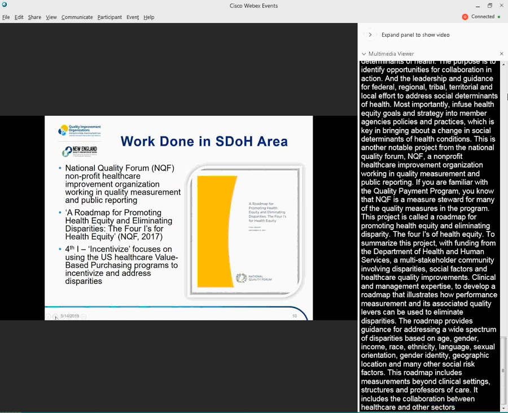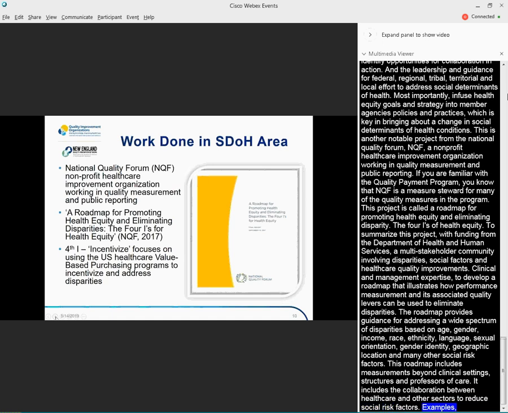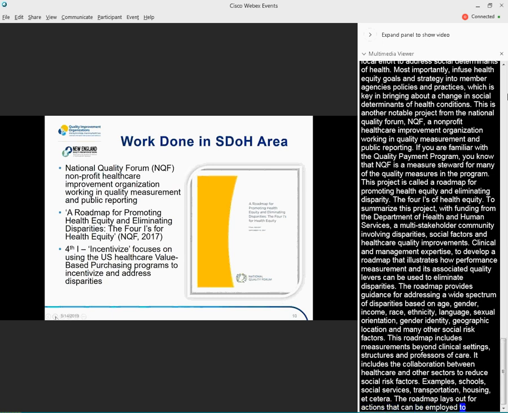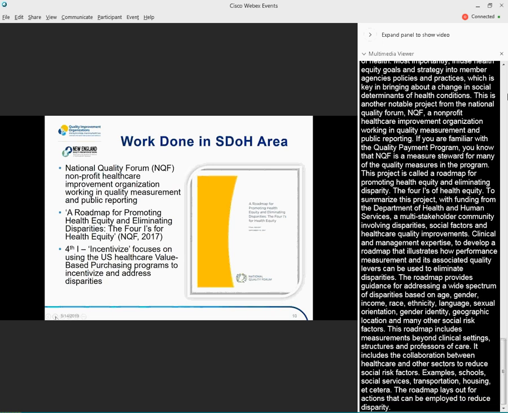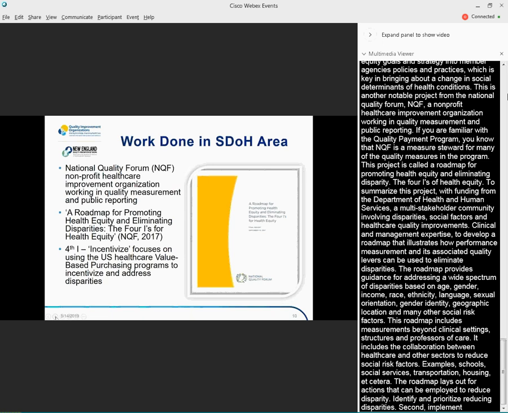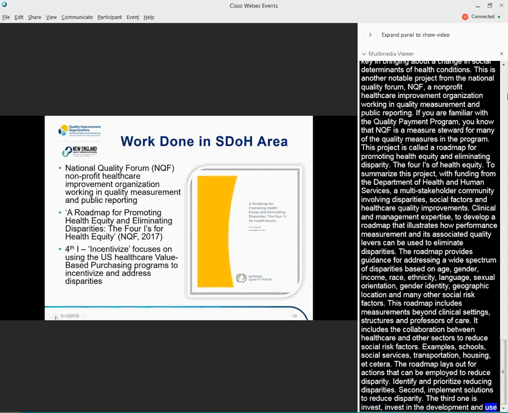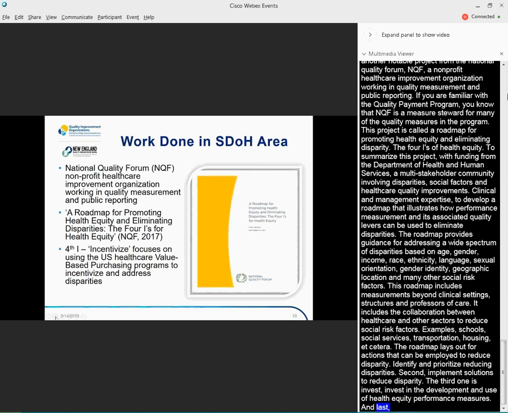The roadmap lays out 4 actions, the 4 I's for health equity, that healthcare stakeholders can employ to reduce disparity. First I is identify. Identify and prioritize reducing disparities. Second is implement. Implement evidence-based interventions to reduce disparities. Third one is invest. Invest in the development and use of health equity performance measures. And last I is incentivize. Incentivize the reduction of health disparities and achievement of health equity.